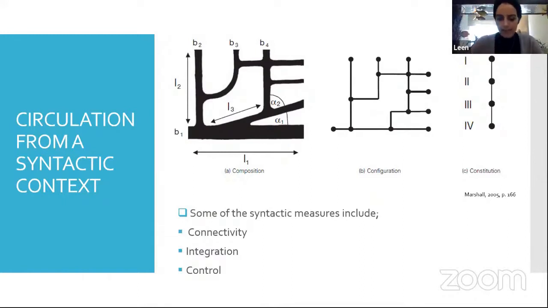Some of the syntactic measures that we will be considering in this research are the basic measures for this theory, which are the connectivity, which indicates the spaces that have direct effect on each other; integration, which indicates the amount of movement inside these spaces; and control, which indicates to what extent a space can have an effect over the movement in other spaces.